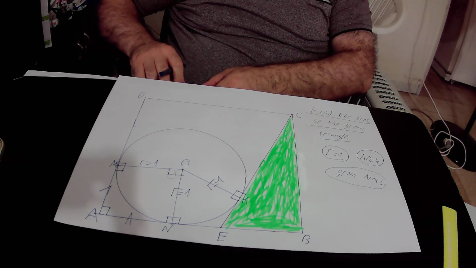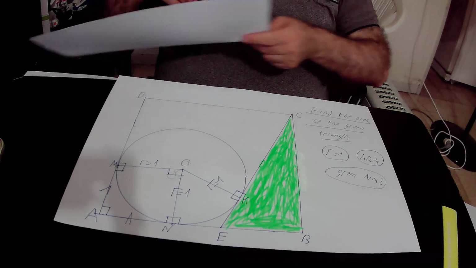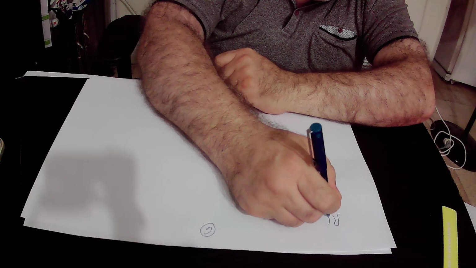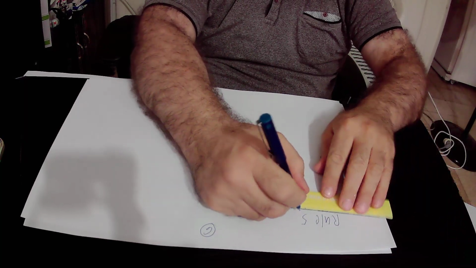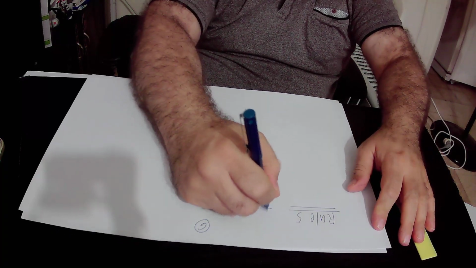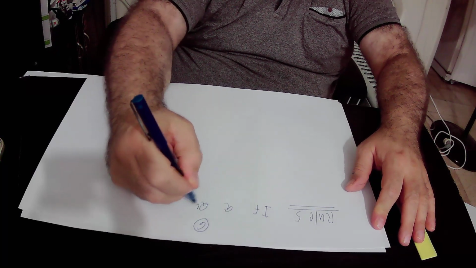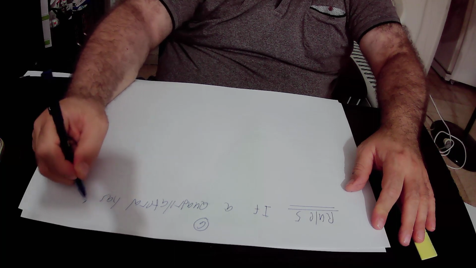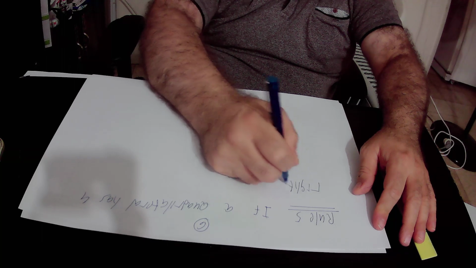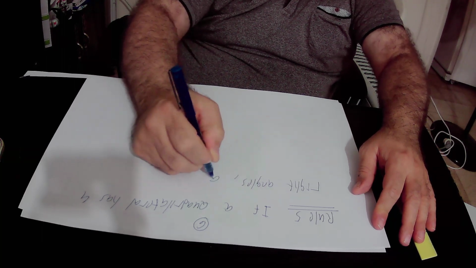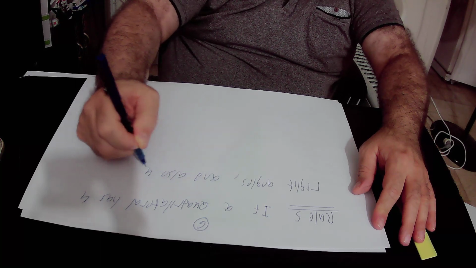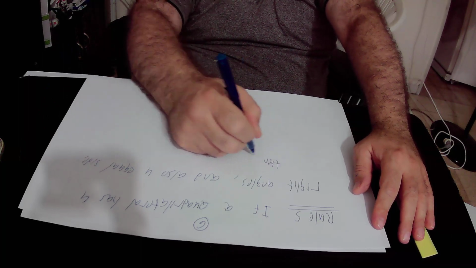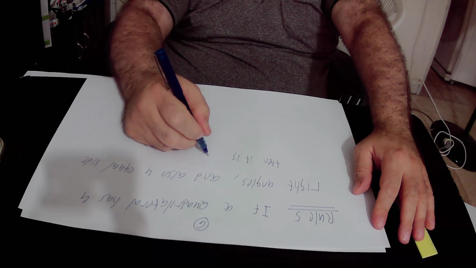So in the next step, I will present to you a new rule, rule number 5. According to rule number 5, if a quadrilateral has four right angles and also four equal sides, then it is a square.